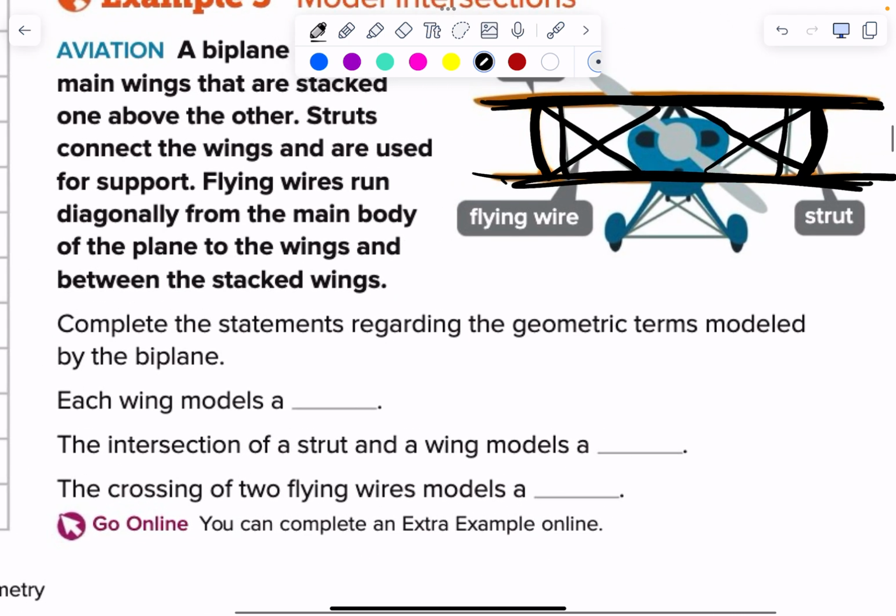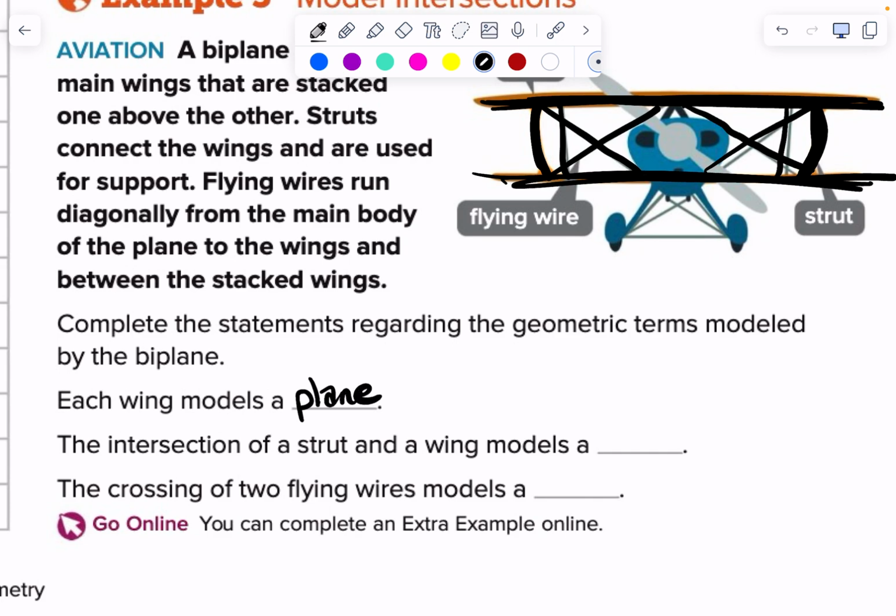Complete the statement regarding the geometric term modeled. Each wing models a line or a plane. According to the way that it looks here, it looks like a line, but we know that aerially, this is going to be like a flat surface. So I'm going to say it's a plane.